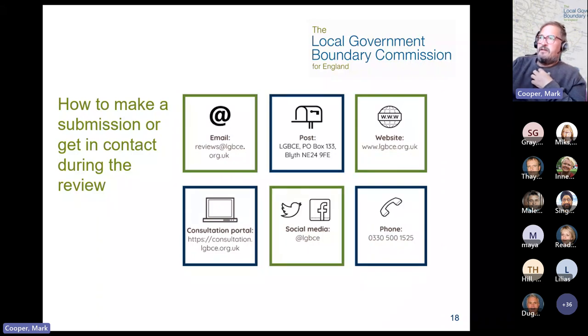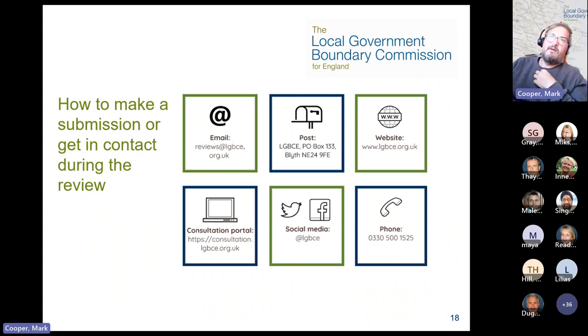You can email us, the email address on screen. You can send a postal submission to the Commission via our postal address. You can visit our website, where you'll find a dedicated page for the Coventry Review, which has an easy to find link, which takes you to a box where you can make your comments.